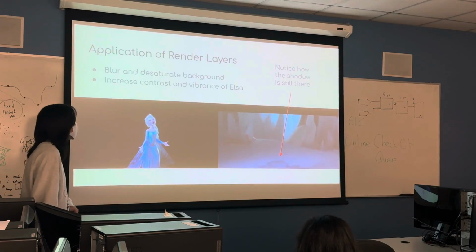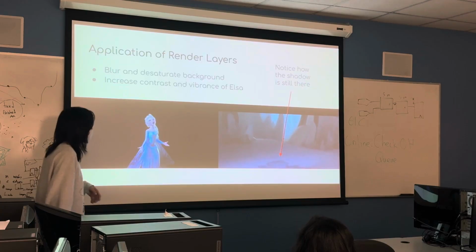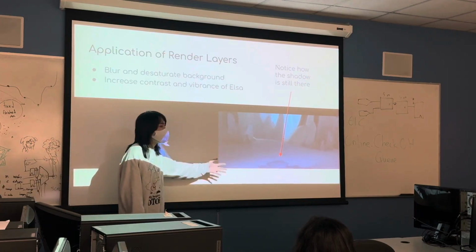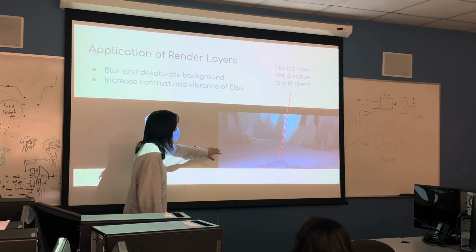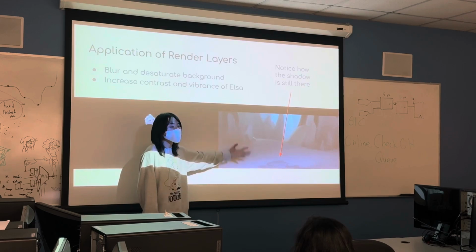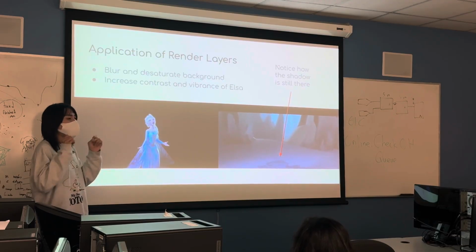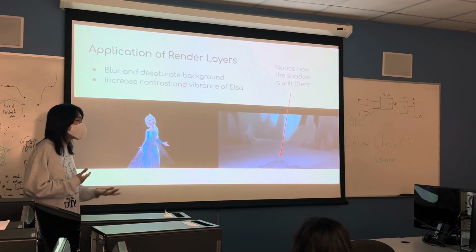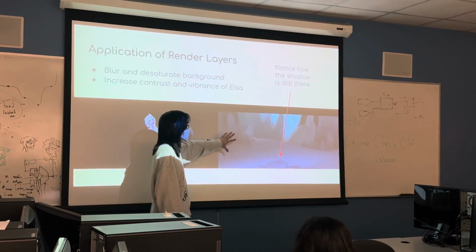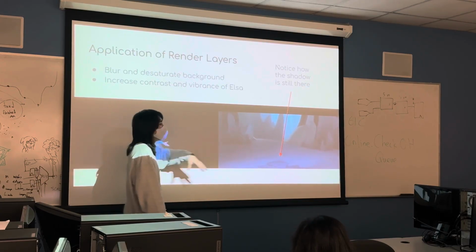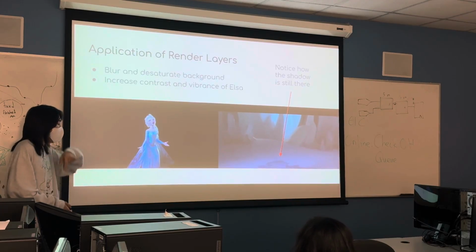So here's an example of the application of render layers in Disney's Frozen. What they did is they rendered Elsa and the background in separate layers, so that in post they were able to take the background layer, blur it a bit, and desaturate it a bit, and then take Elsa and up her vibrancy to make her a lot more saturated so she pops out in the scene. This isn't something you can just do in render, where you artificially blur the background, desaturate it, and make Elsa brighter for this specific scene. It's not really possible, and it's kind of difficult to do.